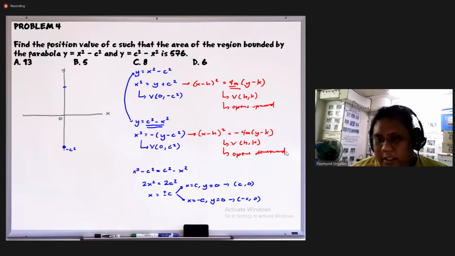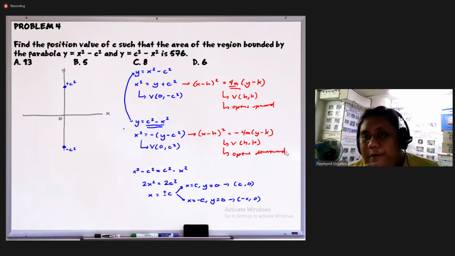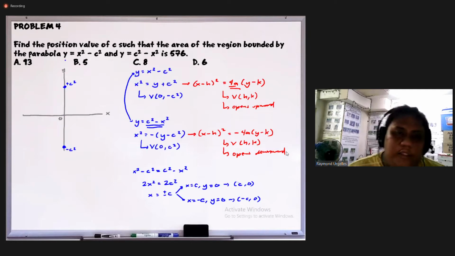Since pareho silang c squared pero ito positive, so therefore dapat magkasing layo lang sila sa origin. So this is positive c squared. So ito naman yung vertex ng pangalawang curve. Okay, so then for the points of intersection, we have c, 0. So let's say ito yung c, 0. So then ito naman yung negative c, 0. Diba? So this is negative c.